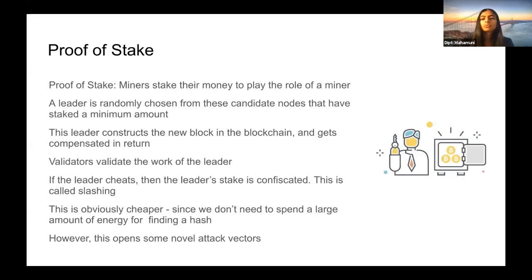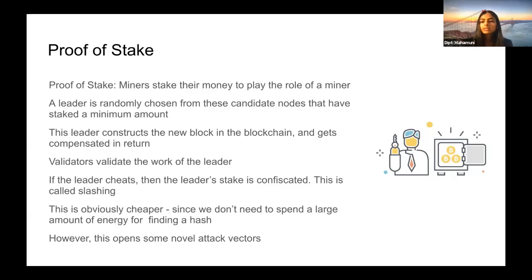Now, since proof of work consumes a lot of energy and it's very time consuming, another consensus algorithm called proof of stake was developed. In this algorithm, the miners must stake their own money in order to gain the privilege of becoming a miner. So from the pool of miners who have staked their money, one of them is chosen at random to be the leader. The leader gets to pick a transaction and write the block on the blockchain. After this leader gets their turn, the next leader is picked, and so on and so forth.